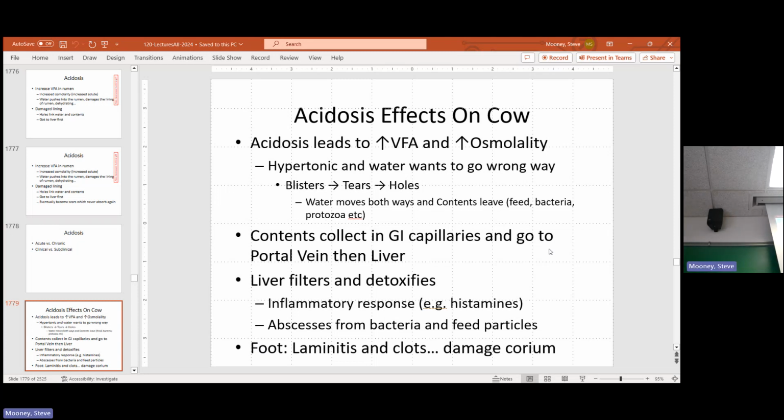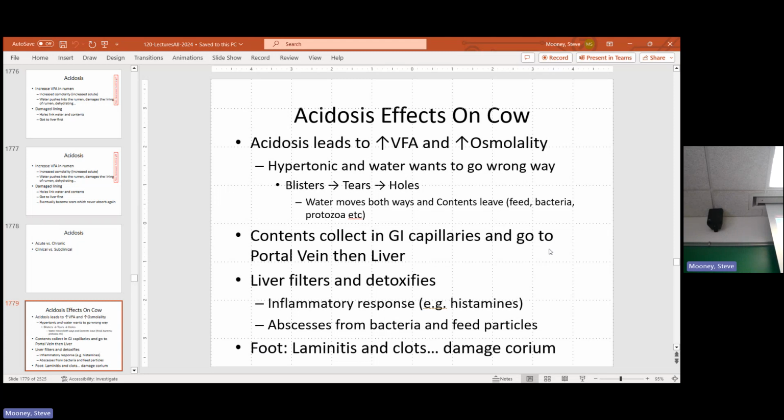Now water is moving freely both ways and contents leave. You've got feed leaving, you've got bacteria leaving, you got protozoa, fungi leaving. They're all going to be collected in the capillary bed of the GI. They're going to go through the portal vein, then to the liver. Liver's going, well, I don't want this stuff here. So we start to try to filter, we start to try to detoxify. So the liver is trying to do what it can to destroy that bacteria, to destroy that feed. So we get an inflammatory response by the liver, and that's going to spread to the entire body.